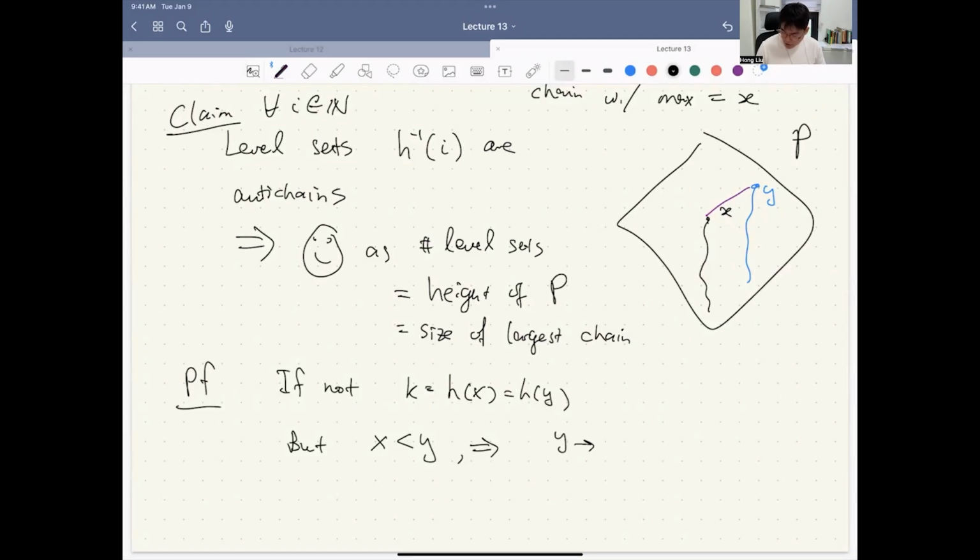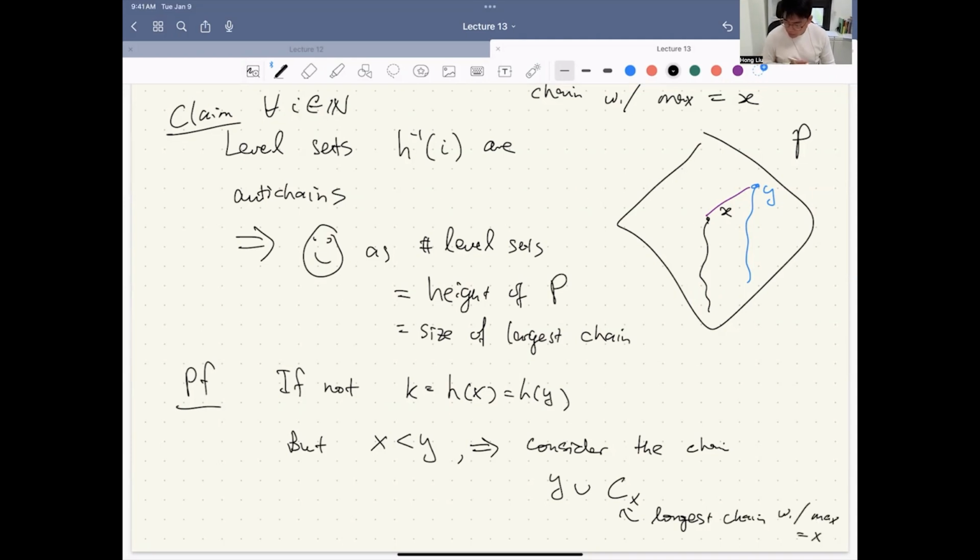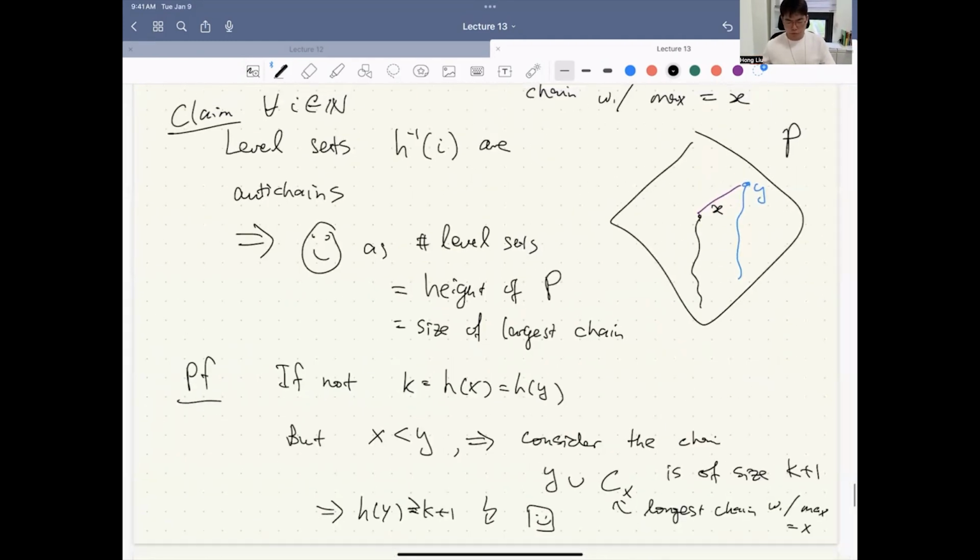Consider the chain Y union CX. This is the longest chain with max being X, and is of size K plus 1, implying HY is at least K plus 1, a contradiction. That's it. Very simple. Mirsky's theorem.